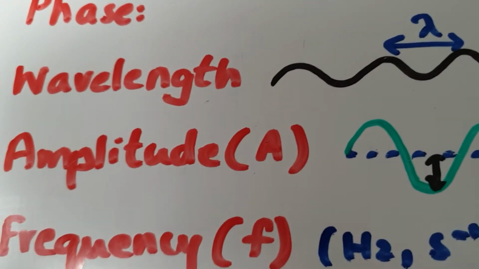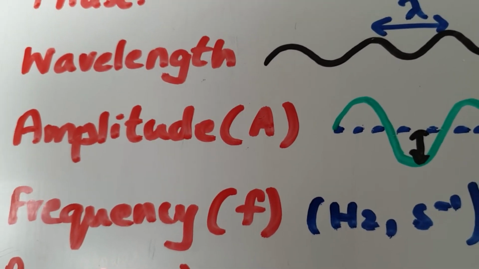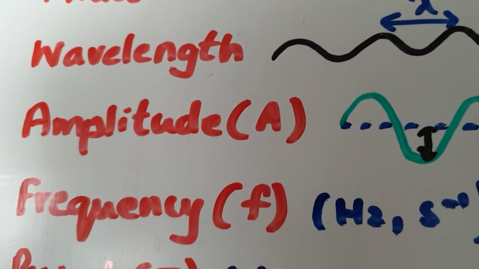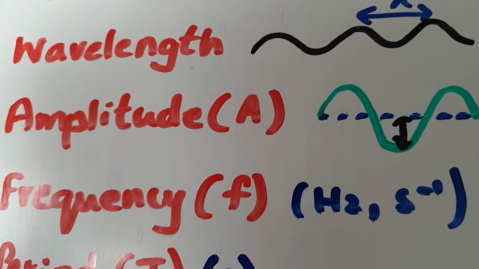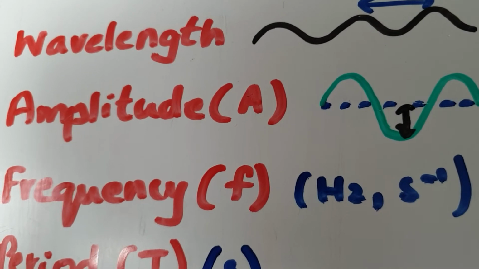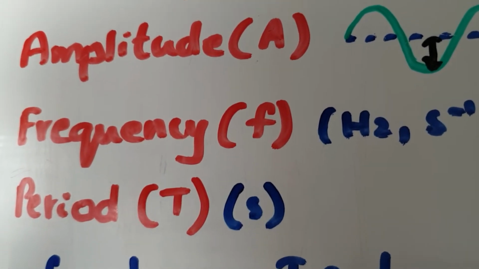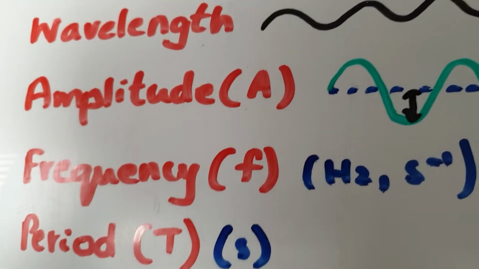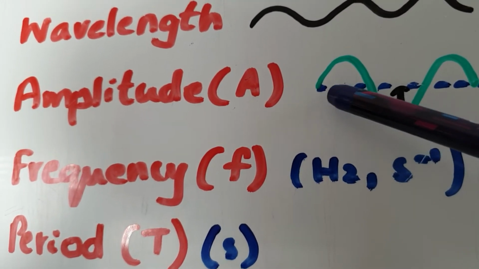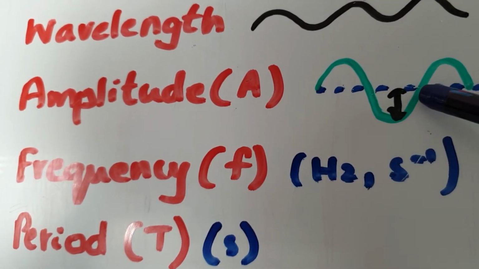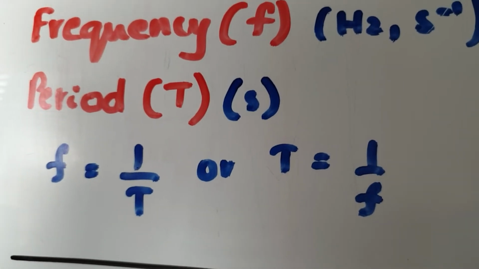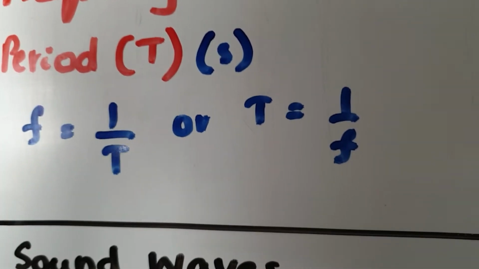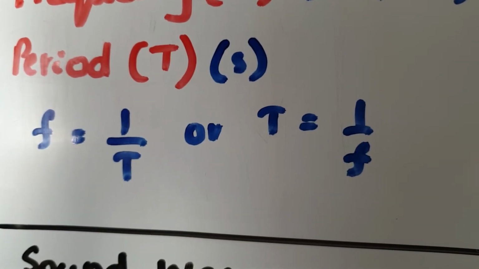Then you have the word frequency. We've come across frequency in SHM as well. Frequency is the number of complete waves that pass a point in 1 second. It has two units: hertz or per second. It can be either. Period is how long it takes a complete wave to pass a point, and that's measured in seconds. A complete wave consists of a crest and a trough, so one complete wave is from there to there. The connection between period and frequency is f equals 1 over T, or T equals 1 over f. So those are the terms used in waves.